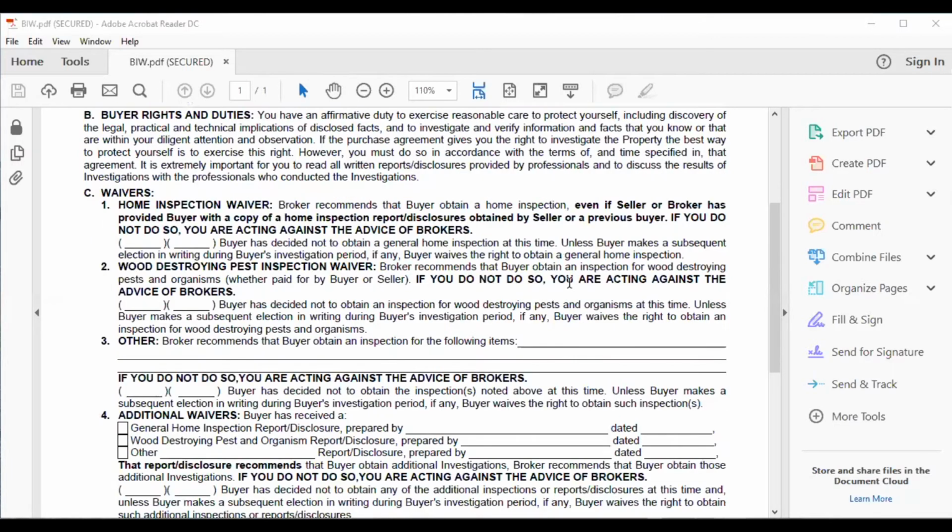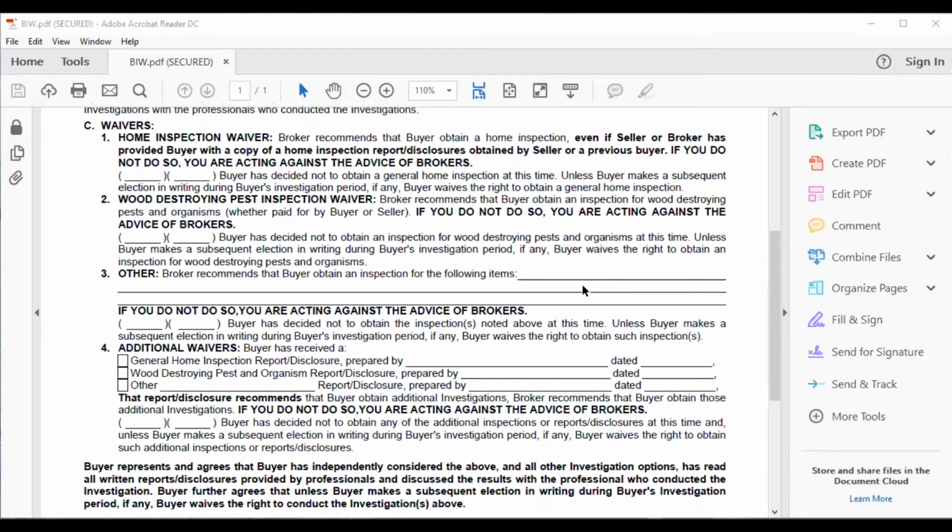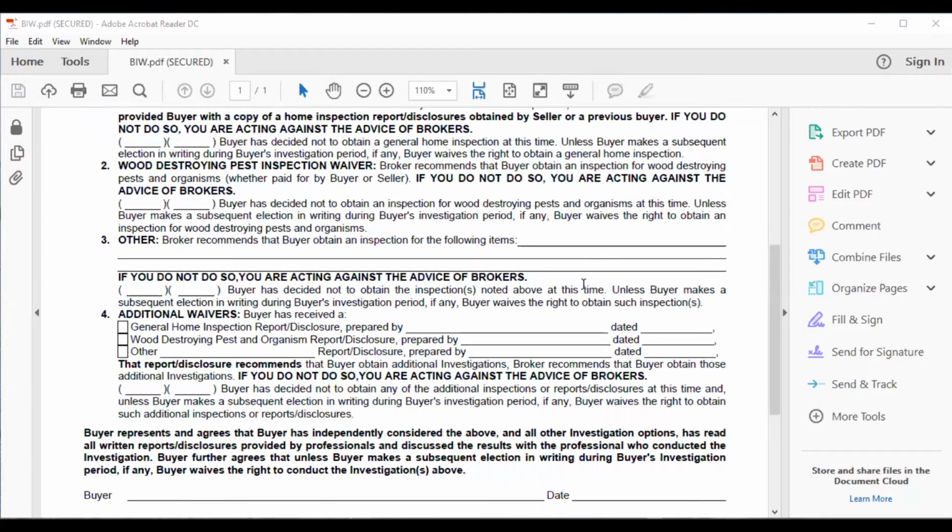There's also section 4, that's additional waivers, and this is for previous inspections that the seller would have had done. So it could be a home inspection, it could be a previous pest inspection, it could be any type of report that they had previously done. The buyer receives a copy of it, previews it, reviews it, and then can make the decision to either take that one step further and have something inspected further, or obtain a new home inspection.